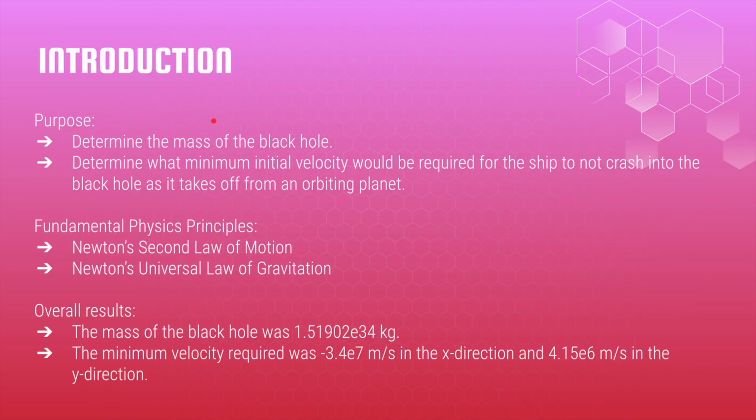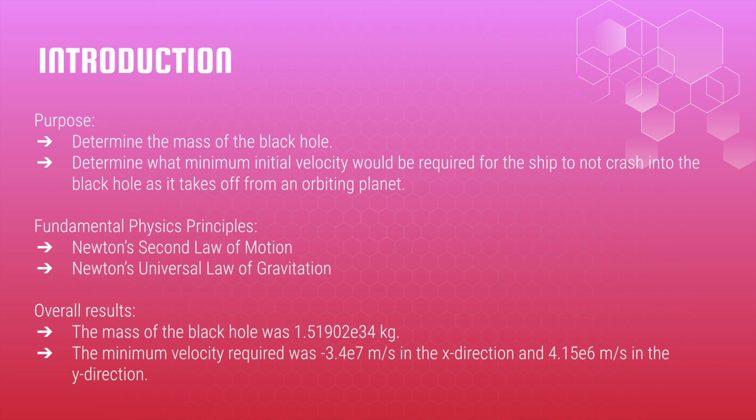The purpose of this lab was to determine the mass of the black hole and determine what minimum initial velocity would be required for the ship to not crash into the black hole as it took off from an orbiting planet. The fundamental physics principles used were Newton's second law of motion and Newton's universal law of gravitation.